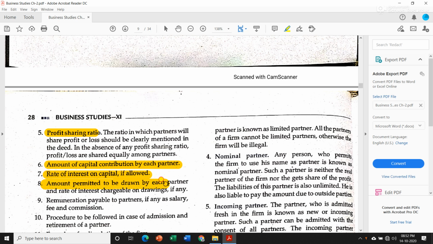Then amount permitted to be drawn by each partner and rate of interest chargeable on drawings if any. Suppose there is any facility of drawing money from the partnership firm, then the amount that is permitted to be withdrawn by each partner should be mentioned. And also if the firm is planning to charge any rate of interest on those drawing amounts, that also should be mentioned in the partnership deed.